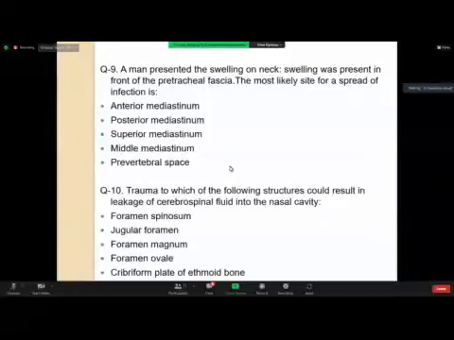Trauma to which of the following structures could result in leakage of cerebrospinal fluid into the nasal cavity? I think I have covered this too: the cribriform plate of the ethmoid bone. Good.